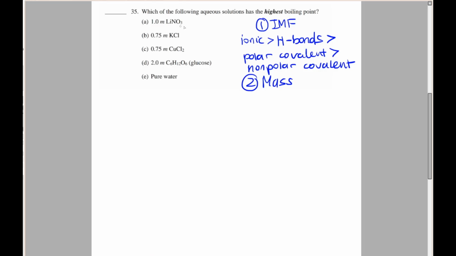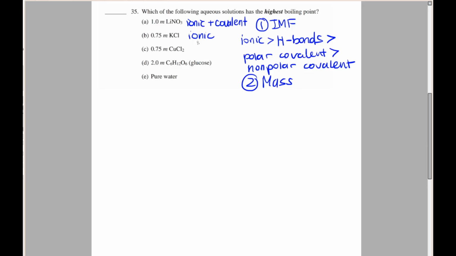For A, we have LiNO3. We know that Li is a metal, and NO3 is a group of nonmetals, but since it's not just one nonmetal, this has both ionic and covalent bonds. We don't know yet if this is polar or nonpolar covalent, but we know that it is covalent, and we also know that there is an ionic bond in this molecule. For the second molecule, B, it is KCl. We just have an ionic bond in this case because Cl is a nonmetal, but it's not ionic and covalent because we only have one nonmetal atom.